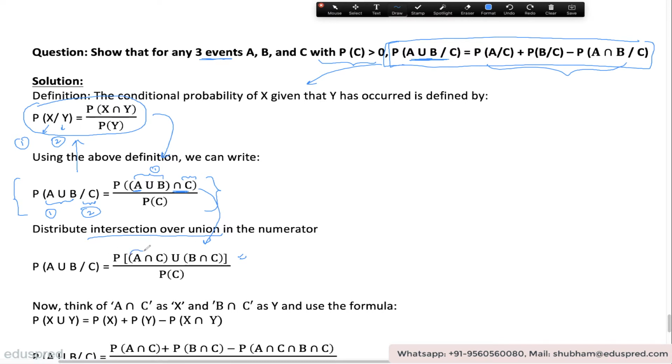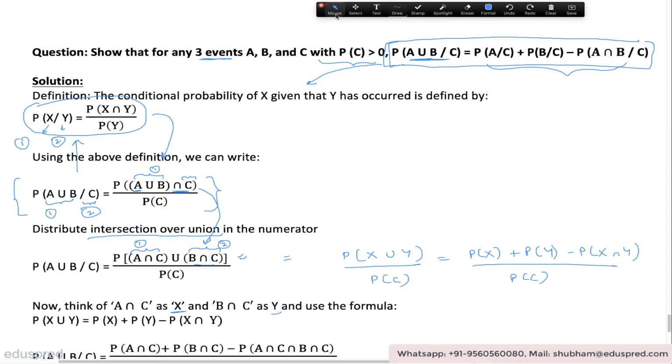Now in the numerator, you can think of this as event number 1 and you can think of this as event number 2. And in the numerator, we have union of two events. Now to keep things simple, I'm going to introduce some notations over here. So instead of this A intersection C, for the time being, I'm writing X as it would become easier to visualize. And instead of writing B intersection C, I'm writing Y. So these are the notations that I'm introducing. That means as per my notations, we will have probability of X union Y divided by probability of C. Now how can we write probability of X union Y? This is going to be probability of X plus probability of Y minus probability of X intersection Y, and this is divided by probability of C.